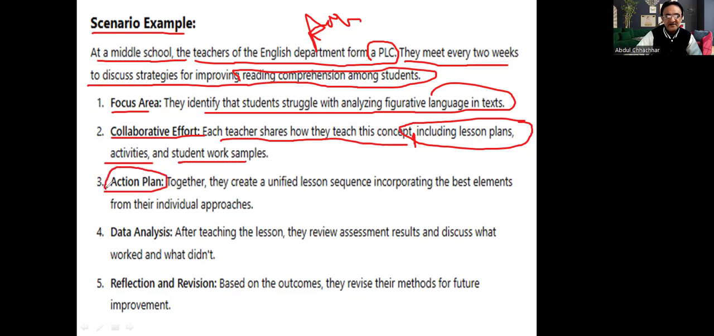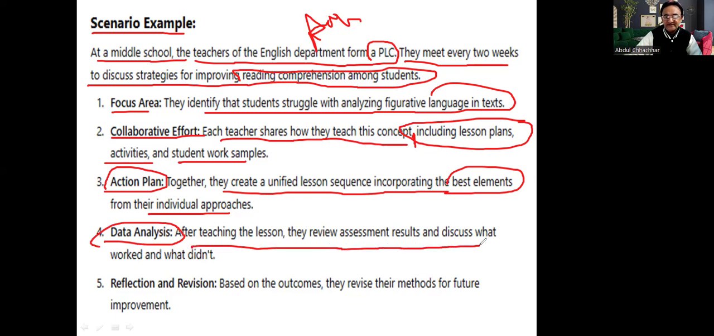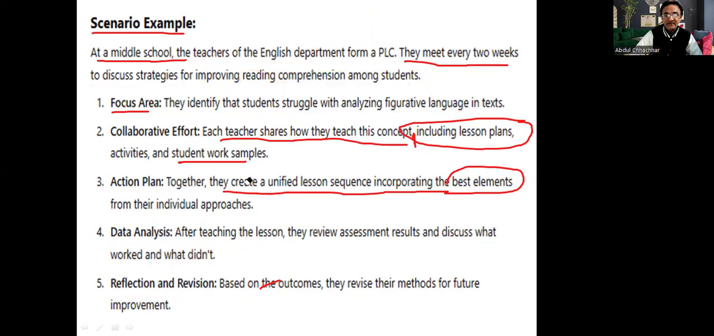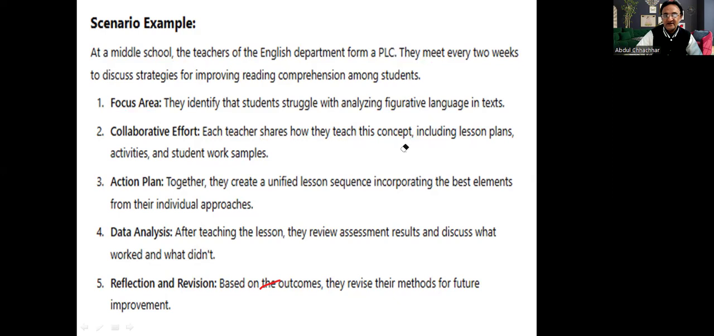After that, they will be creating an action plan, a united lesson sequence incorporating the best elements, whatever their findings were. Then they will be teaching the lesson plan, reviewing assessment results, and discussing what worked. Then they will be reflecting and reviewing. So this model is actually when we are facing any problem, we take that problem, analyze and report it, discuss, and find the best way or a cumulative approach to solve the issue. So this is one of the methods of action research. So this was the PLC, professional learning communities.